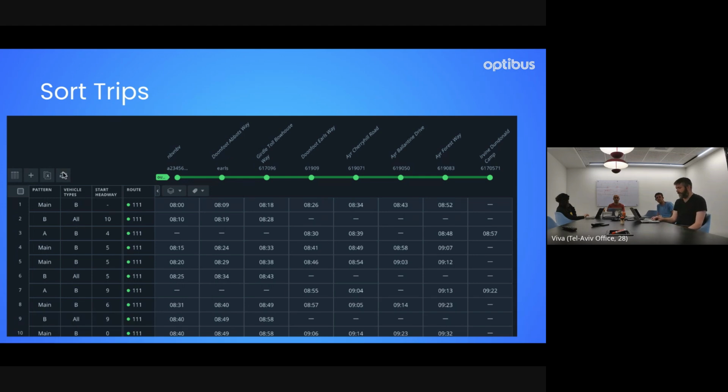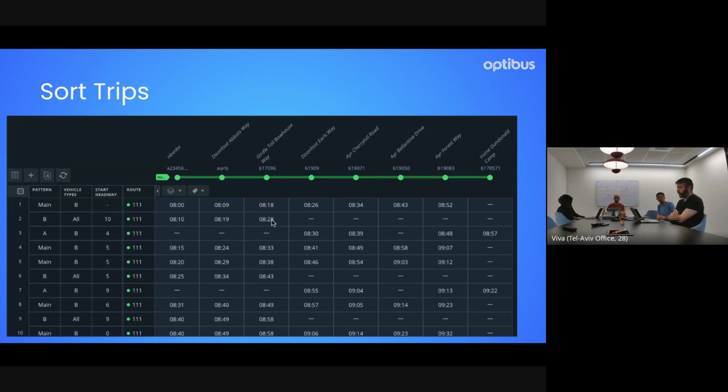Here we can see our timetable. This is a table of trips. Each row is a trip. We have a trip that starts, the departure time is at 8 o'clock, and the second stop is at 8:09. After this, 8:18, and so on. We have another trip that starts at 8:10, 8:19, and so on.